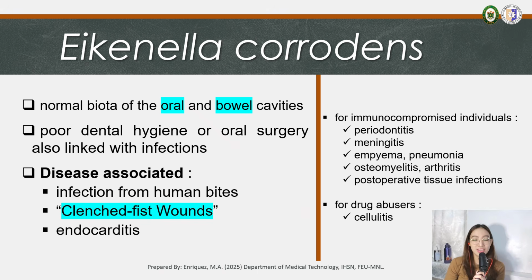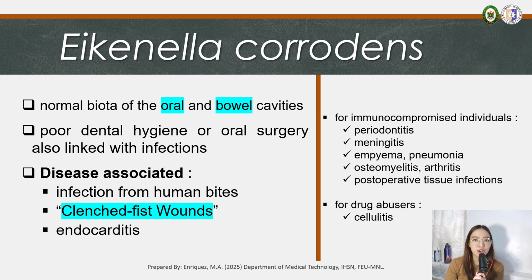Next is the letter E in HACEK, which stands for Eikenella corrodens. This is a normal flora of the oral cavity, but also of the bowels. Now, most infections associated with this organism have been polymicrobial, which means the infection is not caused by only Eikenella corrodens, but by multiple different bacteria.